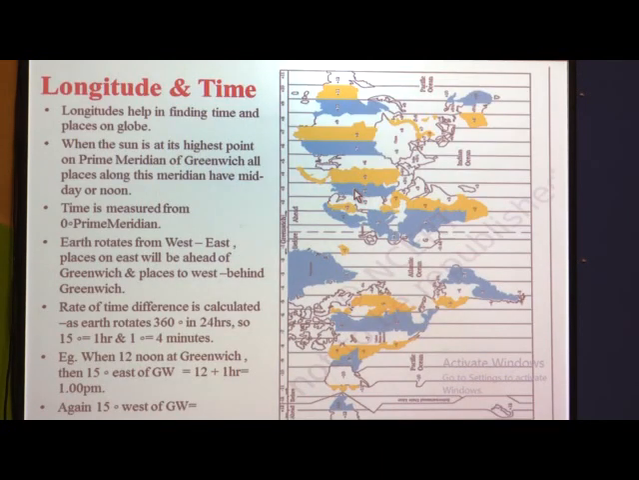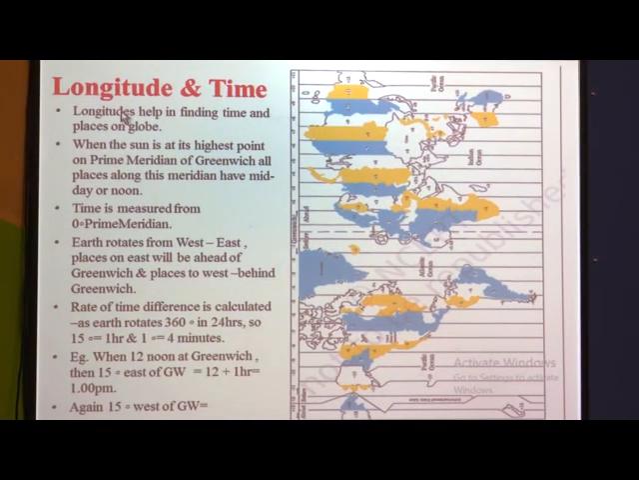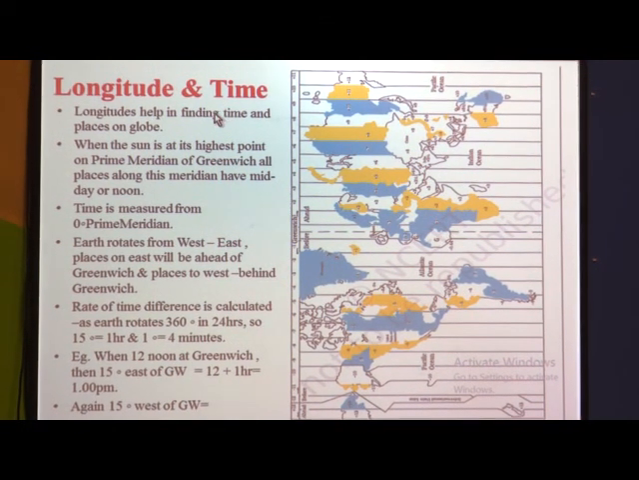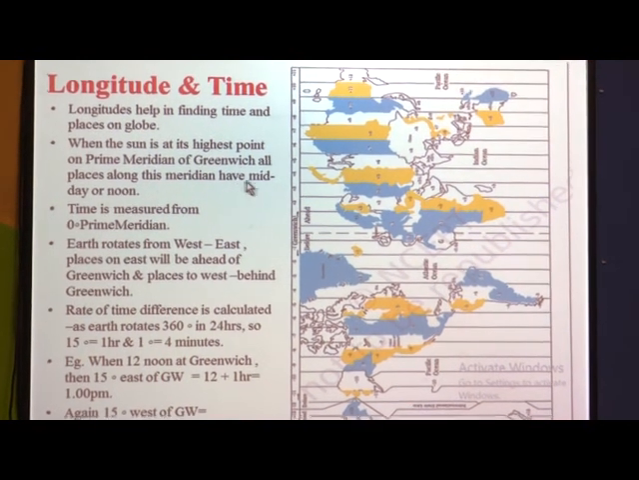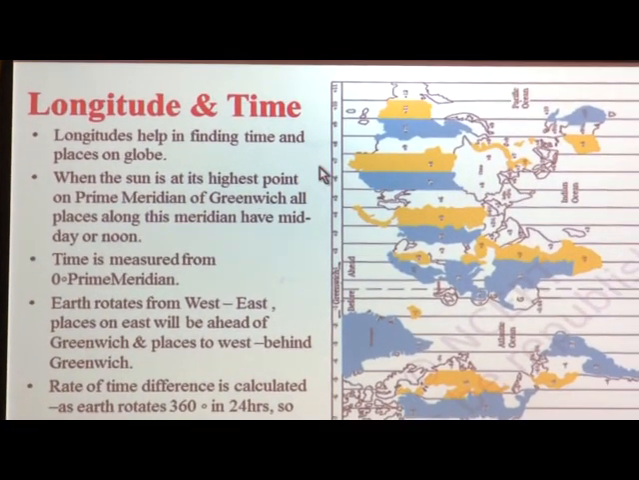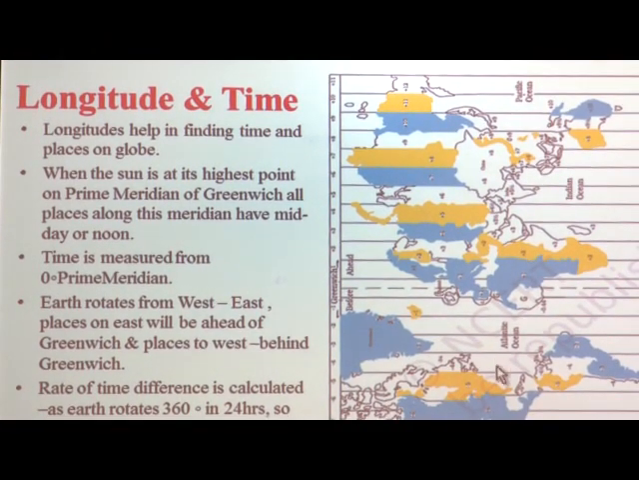Now the next topic is very important, that is longitude and time. This longitude, children, helps to calculate the time. Now how does it help to calculate the time? Longitudes help in finding time and places on the globe. When the sun is at its highest point on the prime meridian of Greenwich, all the places along this meridian have midday or noon. See children, these are the countries which they have drawn on a flat surface.